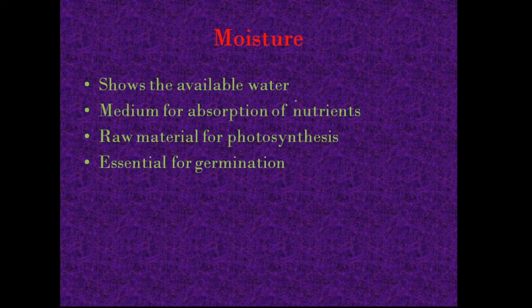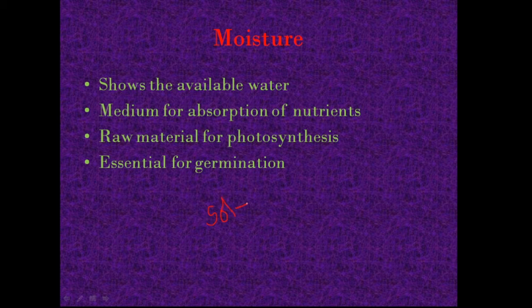Moisture can be the amount of water received from any source like rain, snow, frost, anything. But it is the available amount of water. Moisture is the available amount of water. And we know that without water the plants will not grow, because the plants absorb the nutrients from the soil through the water, which means the water acts as a solvent.